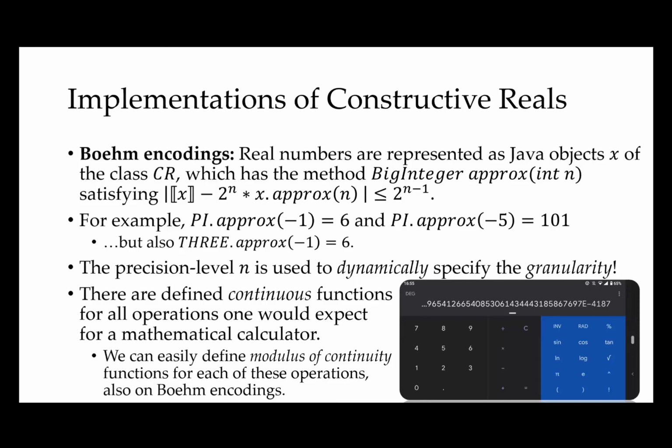Okay, and we can easily define modulus of continuity functions on these operations, just like how we could for the stream representation, which basically tells us what level of precision do I need to go to. So for addition, for example, in this library, you need to go, I think, 2 levels lower, sorry, approximation. So if you want to compute x plus y to level -3, for example, you've got to compute x to level -5 and y to level -5. This is still all finite, and so you can do this.